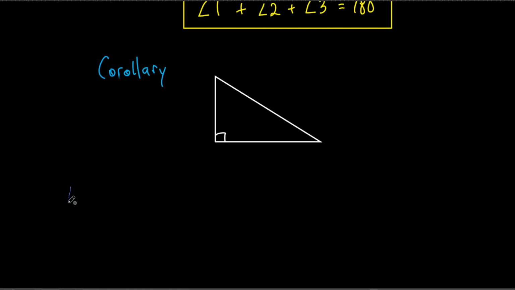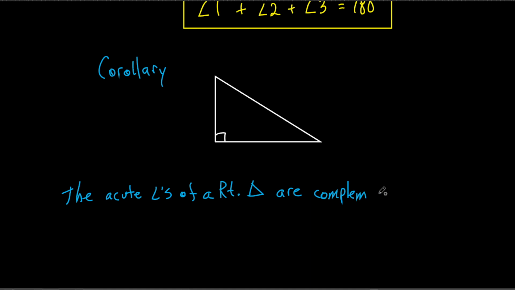It says the acute angles of a right triangle, I'll just shorten it, are complementary. Now, I haven't used that word before, but it sounds like something else that we have used before, and we actually said it in here. It sounds like supplementary, doesn't it?